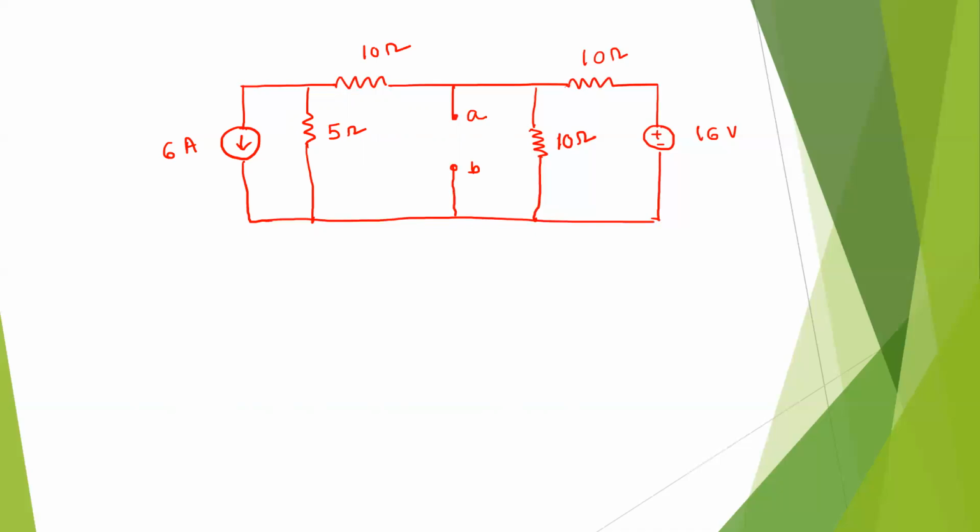So what will be the first step? First step, what we can do is, this current source is parallelly connected with 5 ohm resistance. So we can use source conversion method. So 5 ohm, and here we'll get the voltage source. The direction of current is in downward side, so it should be negative, positive. It is 30 volt.